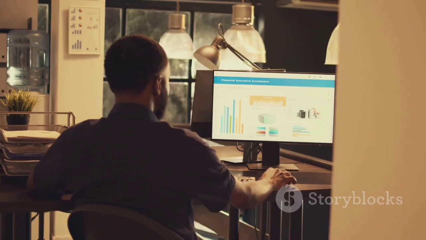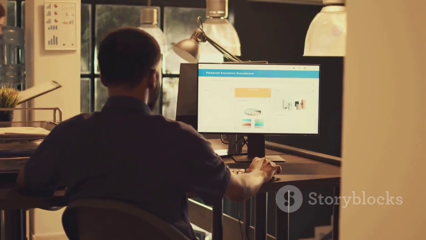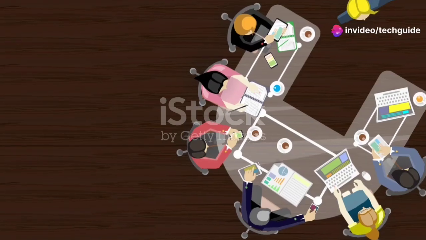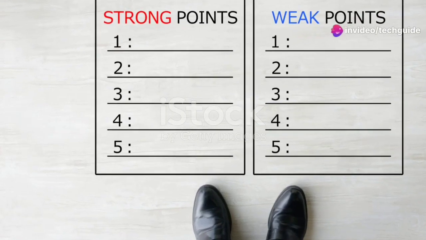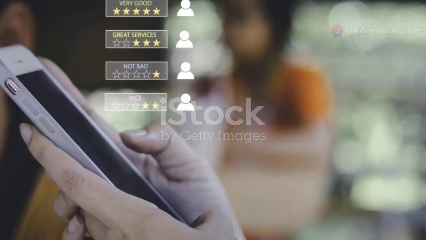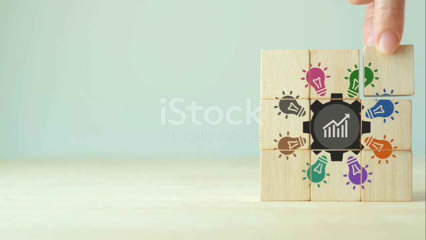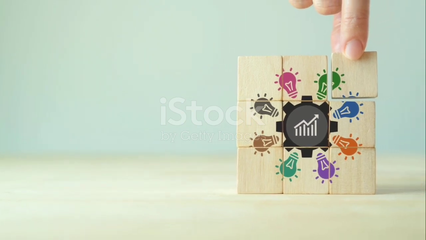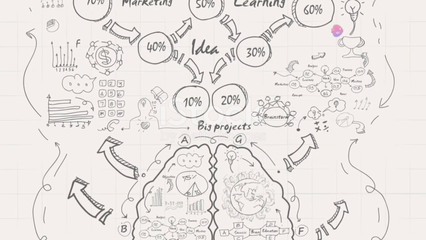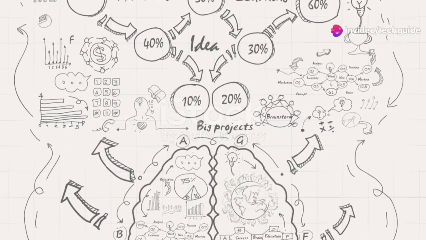Remember all that research you did in the previous chapter? Well, it's time to put it to good use. Take a close look at the products your competitors are offering. What are their strengths and weaknesses? What are people saying about them in reviews? This will give you valuable insights into what's already working in your niche and what areas you can potentially improve upon or differentiate yourself in.